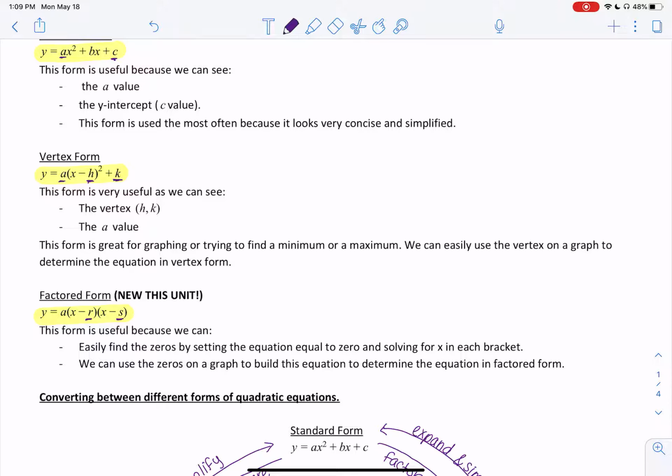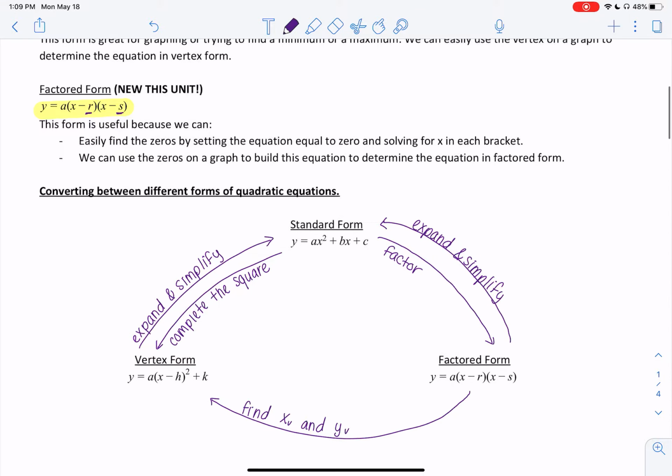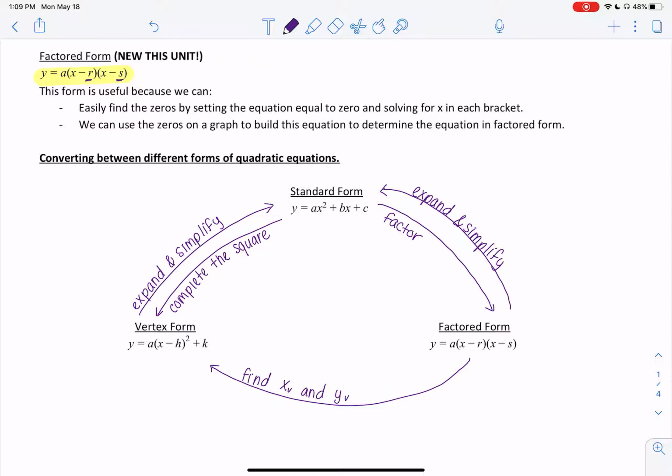So what we're going to do now is look at how we can convert from one form to the next. So we've seen this kind of chart before, but I just want to reiterate it. To go from standard form, our most basic form, to vertex form, we would just complete the square. We haven't done that in a while, so I'll go through and do an example below. But that's what we were doing last unit when we were trying to find our maximums and our minimums. If I wanted to go from vertex form to standard form, I could just multiply out the brackets, collect like terms, and that is referred to as expanding and simplifying.